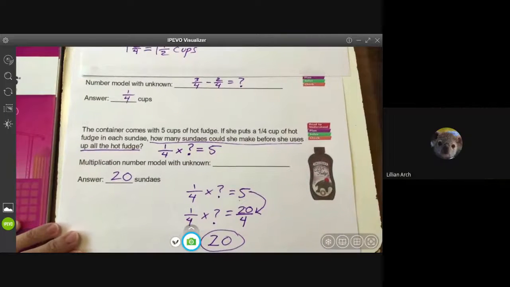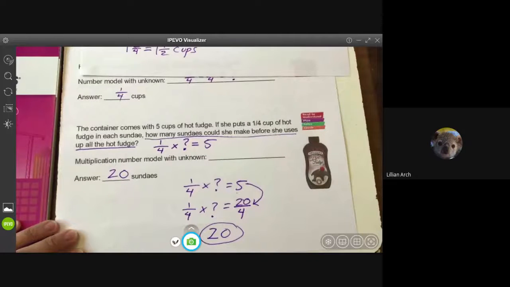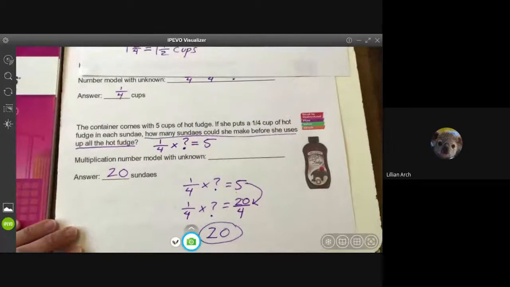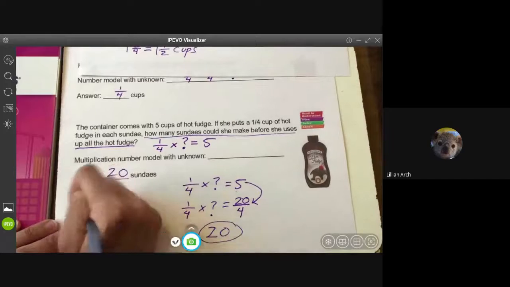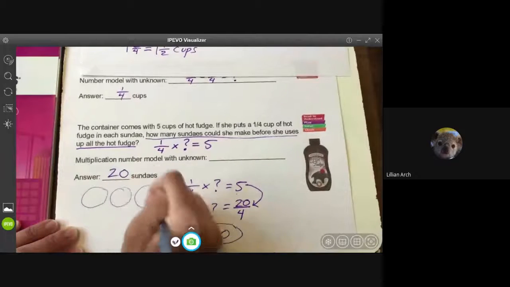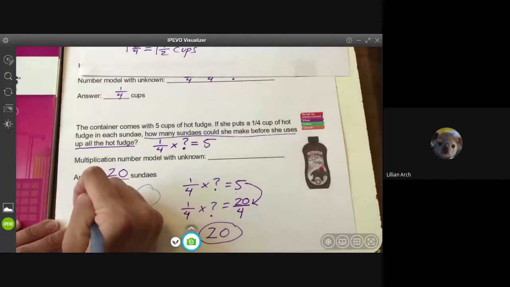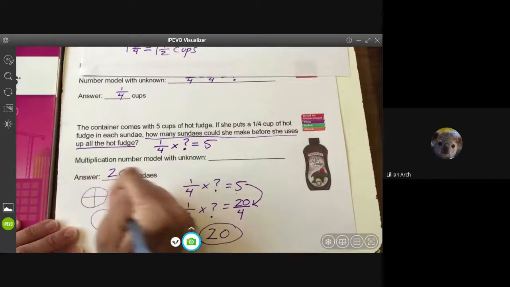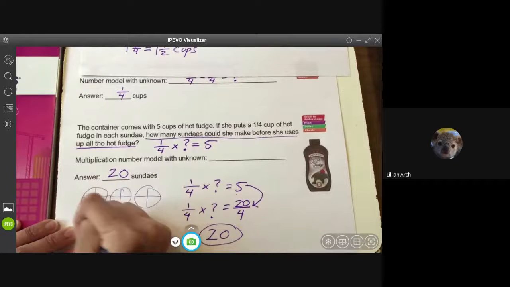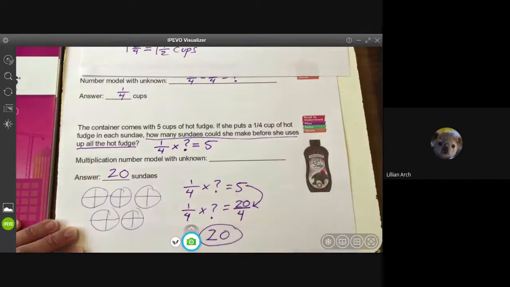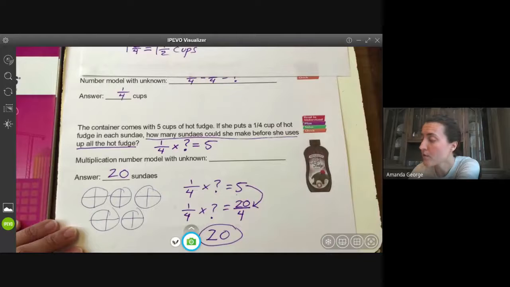You can also draw 5 whole circles and then divide them into fourths. And then you can count how many fourths are in each circle and you'll get 20. And then you can also multiply by, oh, wait, sorry, I forgot what else I was going to say, but yeah. That's such a great visual.